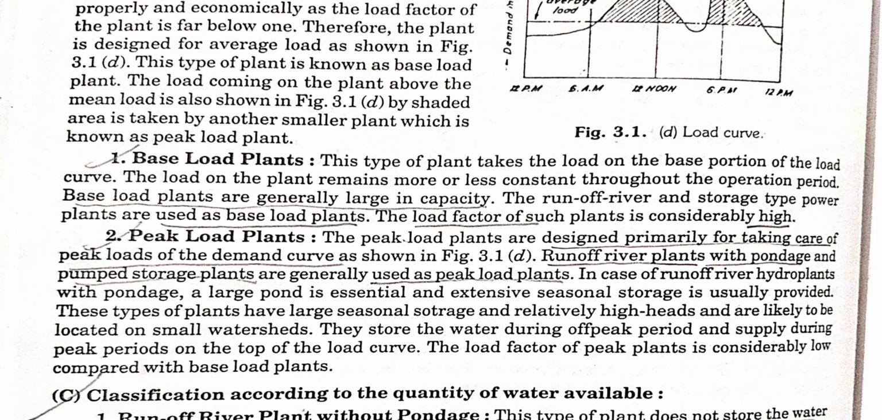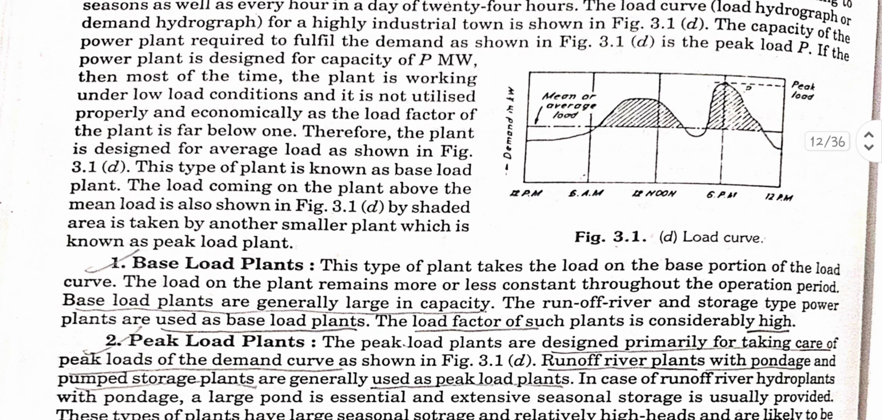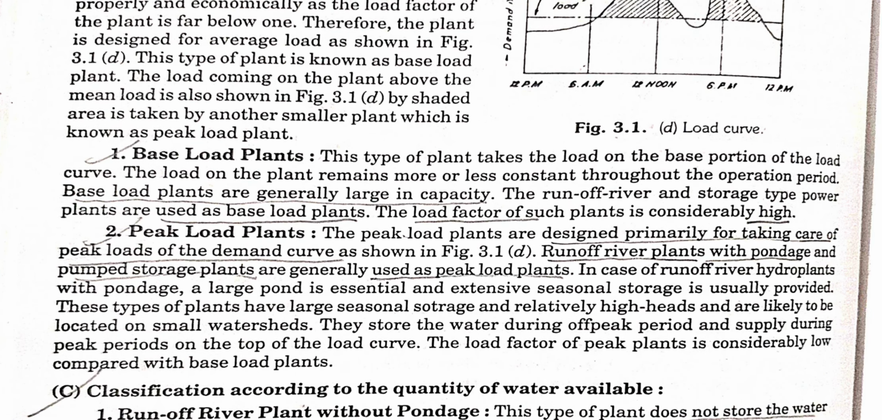Second is the peak load plant. Peak load plants are designed primarily for taking care of the peak load of the demand curve, as shown in figure 3.1. This is the demand in kilowatts, and this is the graph as you see in the figure. At the top is the peak load, and the dotted line shown in the figure is the mean or average load. So run of river plants with pondage and pump storage plants are generally used as peak load plants.